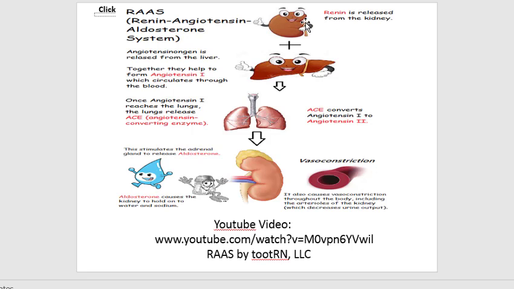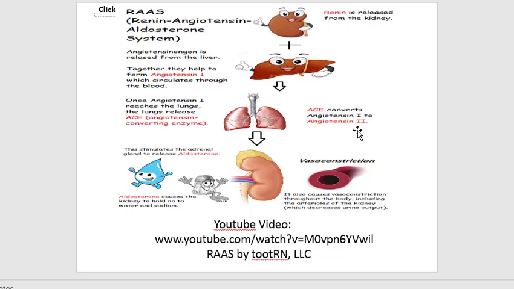So renin gets released from the kidney, and it joins angiotensinogen, which is released from the liver. These two together then make angiotensin 1. Okay, this circulates through the blood, and when it makes its way up to the lungs, in the lungs we have angiotensin converting enzyme that's released. Angiotensin converting enzyme, that may sound familiar, the ACE inhibitor, sound familiar? Okay, so we'll get to that in a minute. So the angiotensin converting enzyme then converts angiotensin 1 to angiotensin 2.